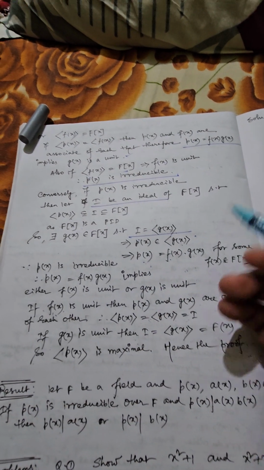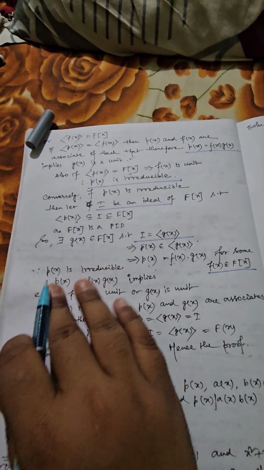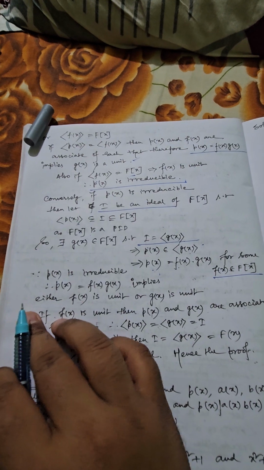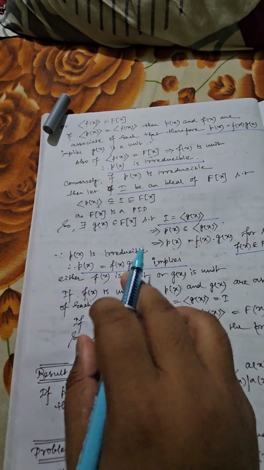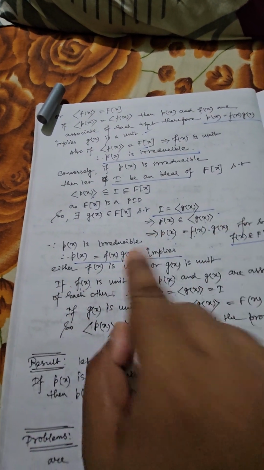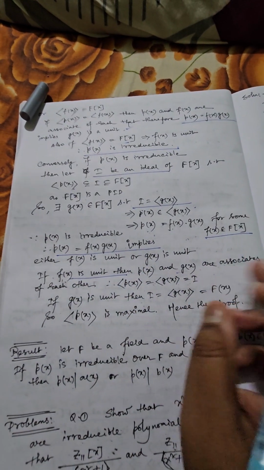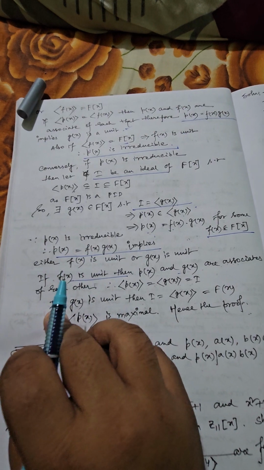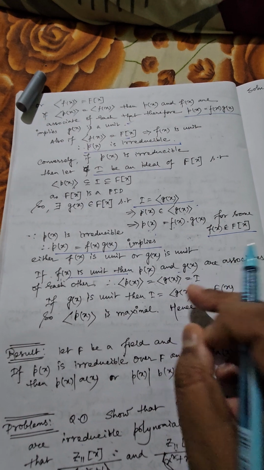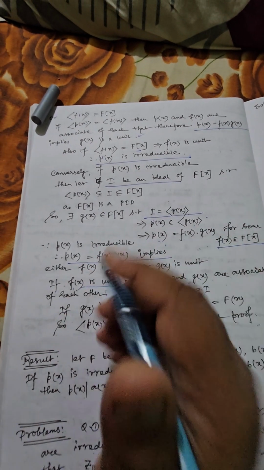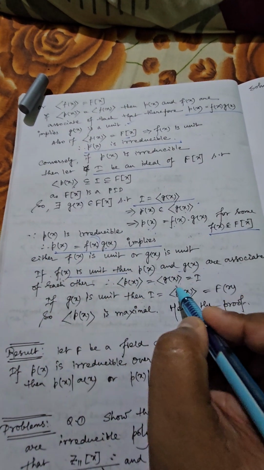You can imagine it this way, because P(x) can be expressed as something into g(x). Obviously f(x) is a part of F[x]. But because P(x) is irreducible, that means P(x) equal to f(x) into g(x) implies either f(x) is a unit, or g(x) is a unit. And if f(x) is a unit, then P(x) and g(x) must be associates by definition. In this case, the ideal generated by P(x) will be equal to the ideal generated by g(x), and that should be equal to I, because you can consider f(x) equal to 1. So P(x) equal to g(x), and the ideal generated by P(x) will be the ideal generated by g(x).